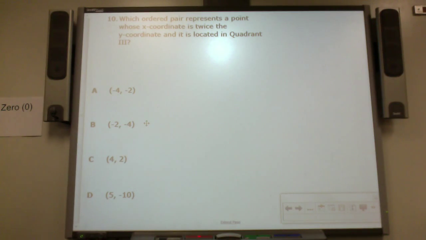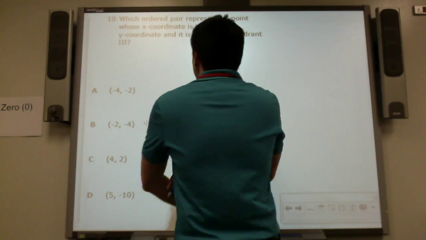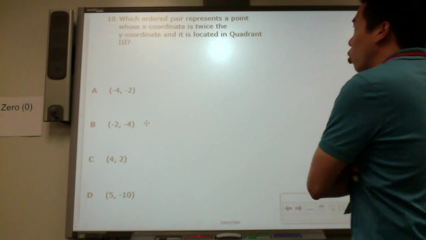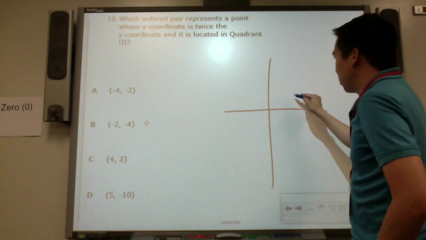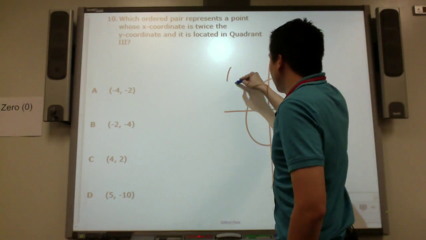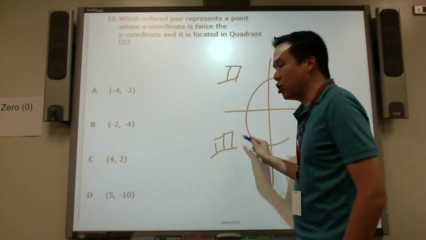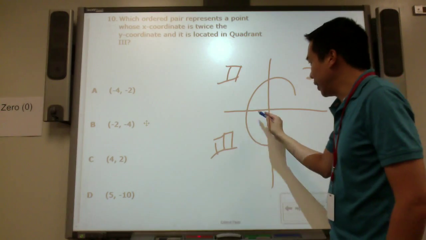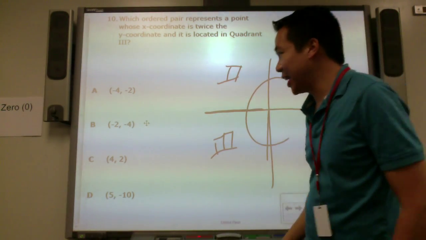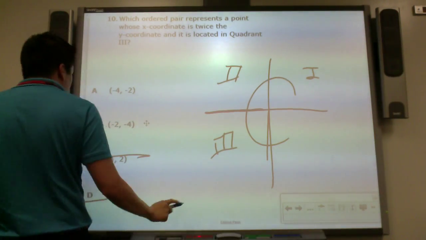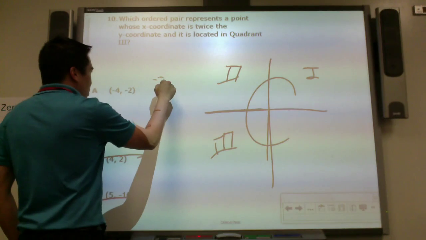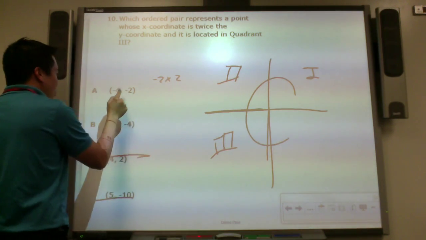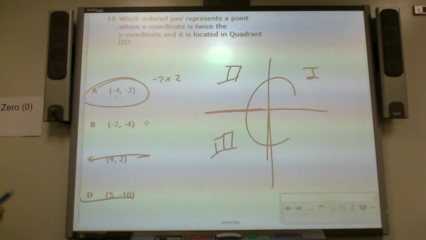10. Which ordered pair represents a point whose x coordinate is twice the y coordinate and is located in quadrant 3? Remember big C? 1, 2, 3. So what do you know about quadrant 3? Numbers in quadrant 3 start with negative and they go down, so negative, negative. So it can't be these two. So x has to be twice the y. So what number is y? Negative 2. Twice that is negative 4. A is the answer.